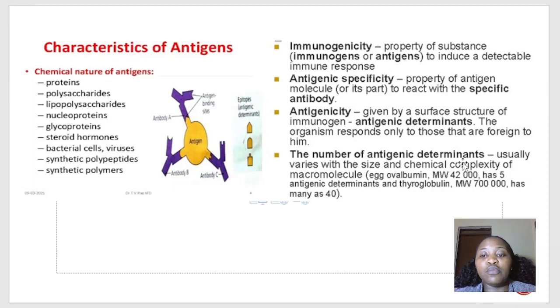The number of antigenic determinants usually will vary with size and also the chemical complexity of the macromolecule. So, for example, we have egg ovalbumin, which has a molecular weight of 42,000 Daltons, and it has about 5 antigenic determinants. Then thyroglobulin, which has 700,000, has about 40, because it's definitely a bigger and more complex macromolecule.